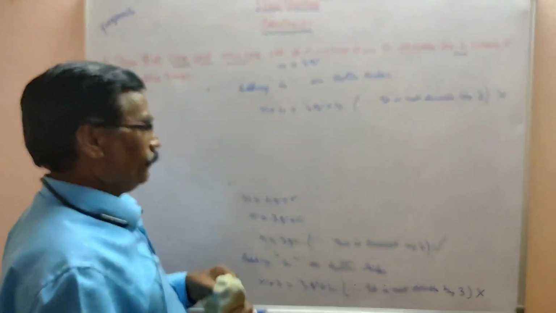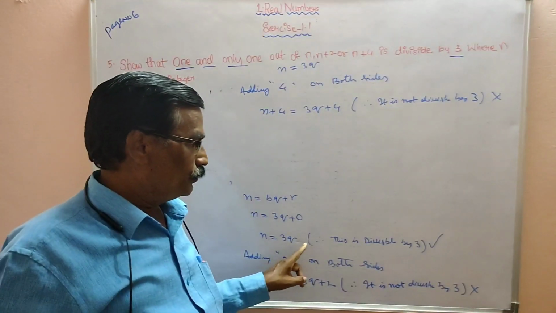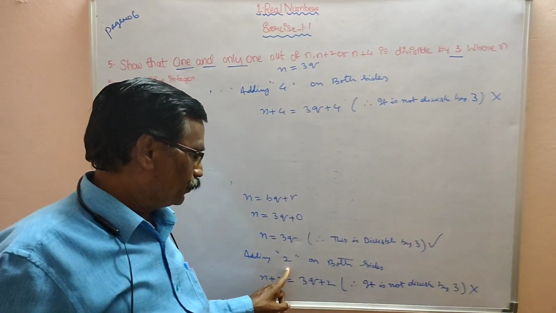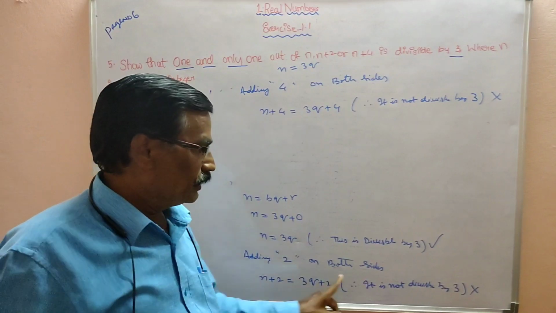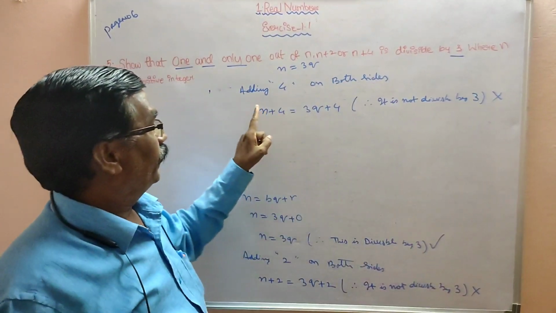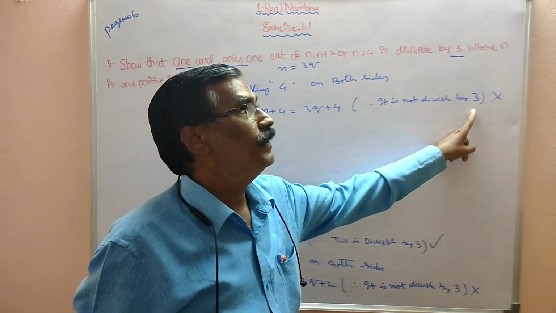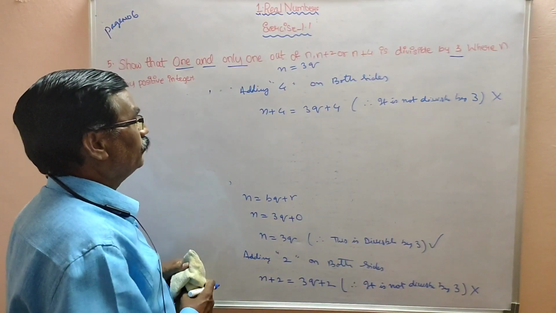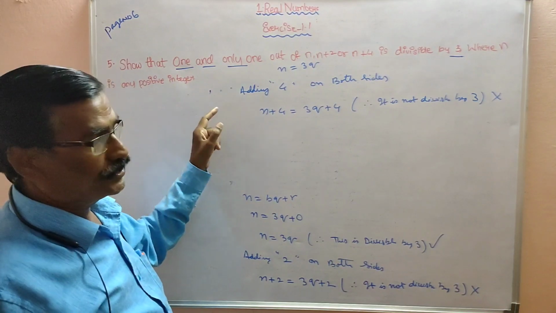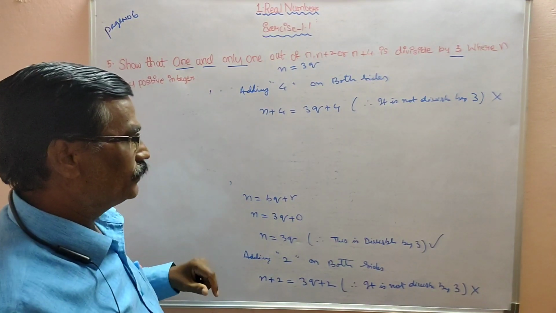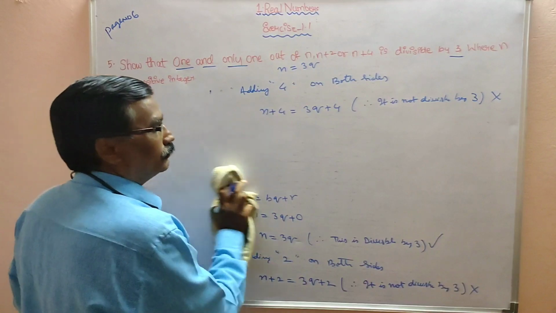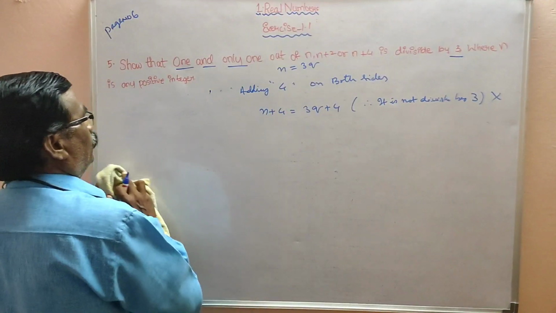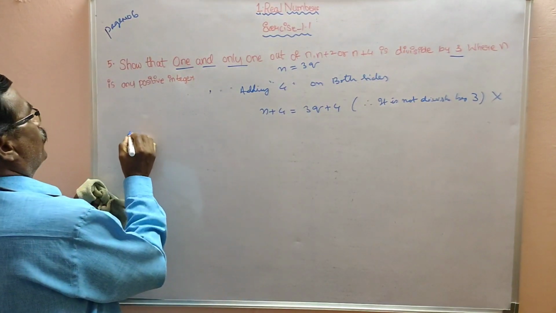See here, n equal to 3q is divisible by 3 only. If I am adding 2 on both sides, n plus 2 is not divisible by 3. And n plus 4 also is not divisible by 3. Only n is divisible by 3. And next, the first case, r equal to 0, is completed.